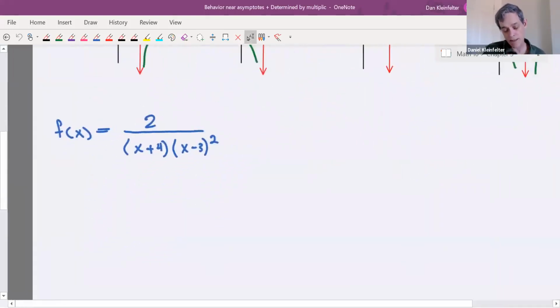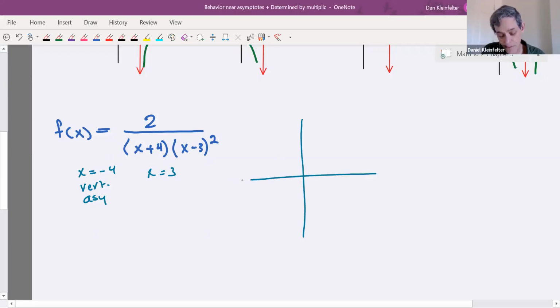Okay, so then let's take a look at this function f, which is 2 over x plus 4 times x minus 3 squared. This is going to have a vertical asymptote at x equals negative 4, and it will also have one at x equals 3. But the behavior for the two asymptotes is going to be different. So there's one at negative 4, and then there's one at positive 3.